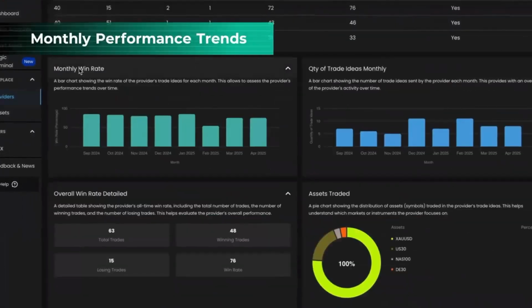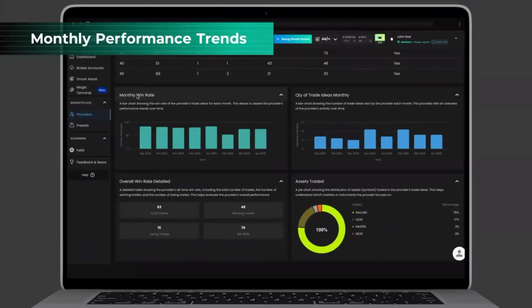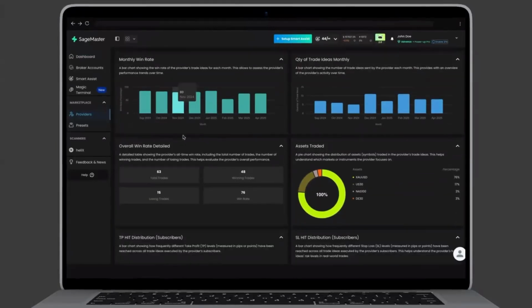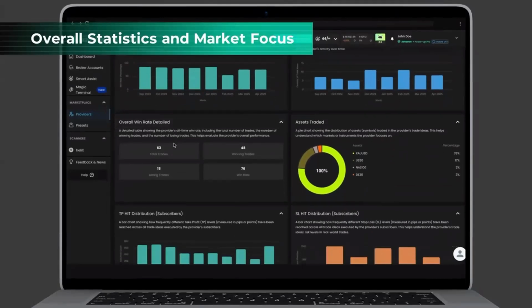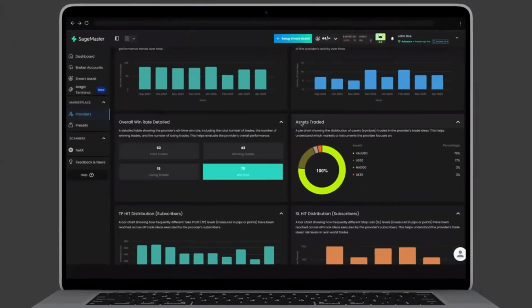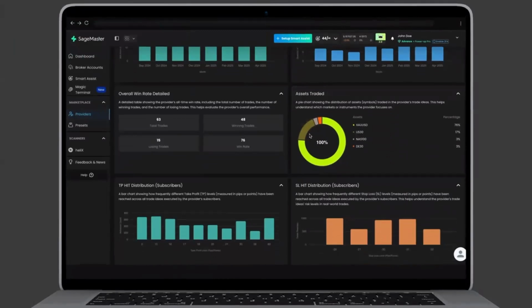The monthly win rate chart shows you the consistency, or volatility, of the provider over time. Check how they performed in each month. Pair this with the trade idea volume chart to understand how often the provider generates trade ideas. The overall win rate detail shows total trades, wins, losses, and the win percentage. This gives a good snapshot of the provider's overall performance.